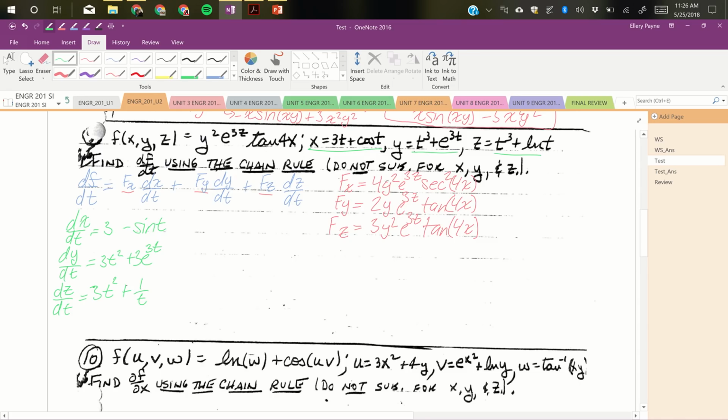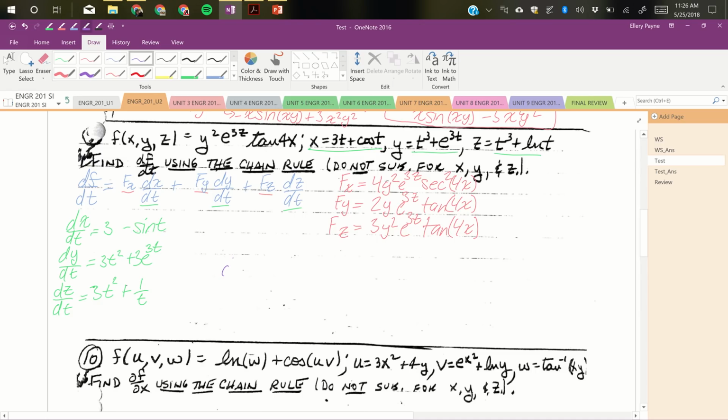Alright, so now we have our dx/dt, dy/dt, and dz/dt. Now we can just plug it straight in. I'll go ahead and plug it in with purple. So we have all four of my colors at the top, except for black. I just don't like writing in black. All the questions are in black, and then I feel like it gets all mixed up.